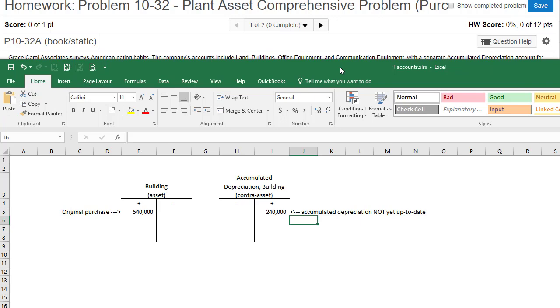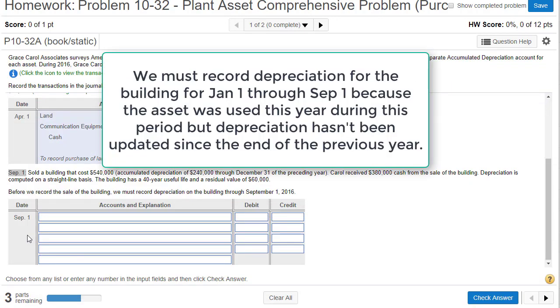So we have to update the depreciation from January 1st of this year to September 1. So how many months is that? Remember, we're not going to count September because this is the 1st of September. So we're basically going to count depreciation from January through the month before September, which is August, and August is the 8th month. So we need to record 8 months of depreciation. Again, why do we have to update it? Because this says the accumulated depreciation is only through December 31st of the preceding year.